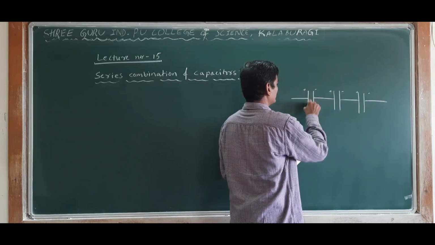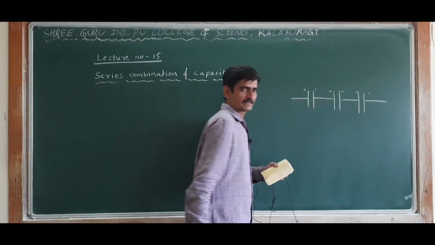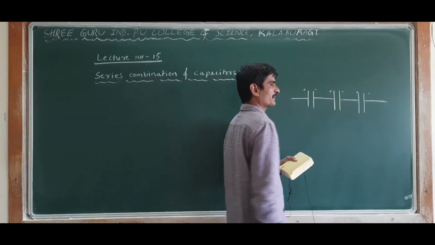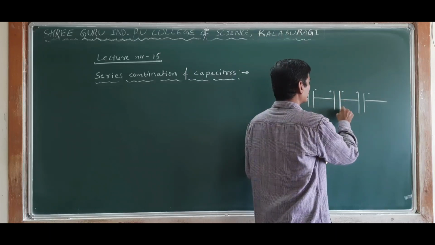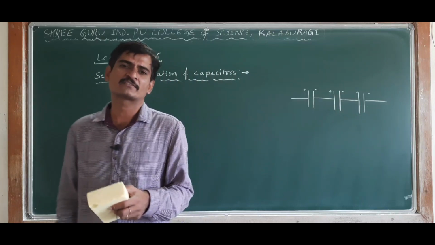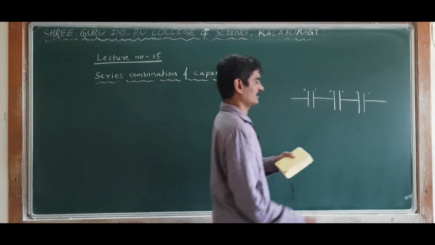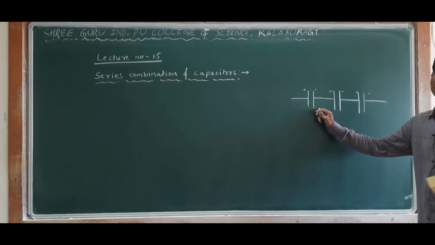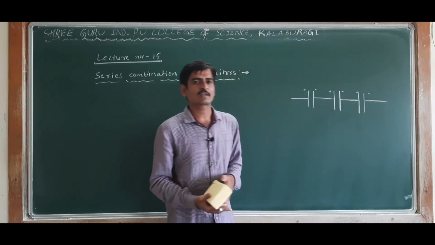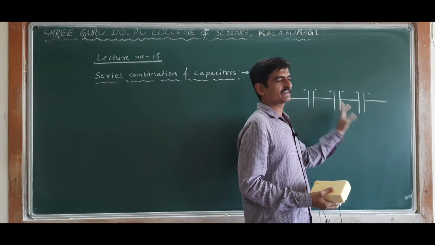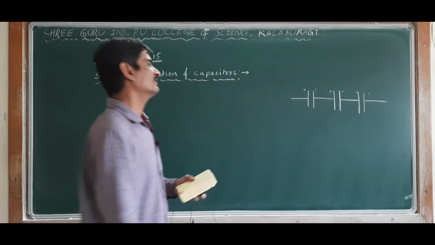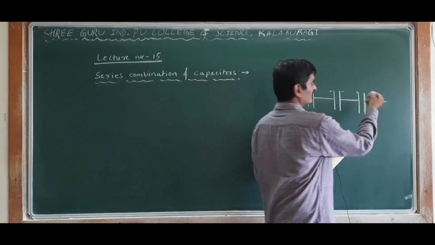The negative plate of the first capacitor is connected to the positive plate of the second capacitor, and the negative plate of the second capacitor is connected to the positive plate of the third capacitor, and so on. This connection is called a series combination of capacitors. Or, if the right plate of the first capacitor is connected to the left plate of the second capacitor, and the right plate of the second is connected to the left plate of the third, this is also called a series combination.